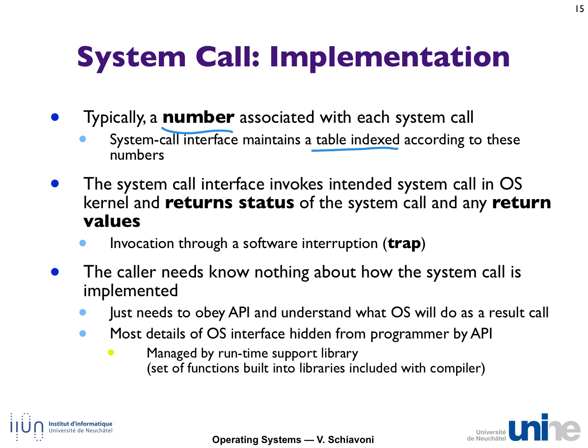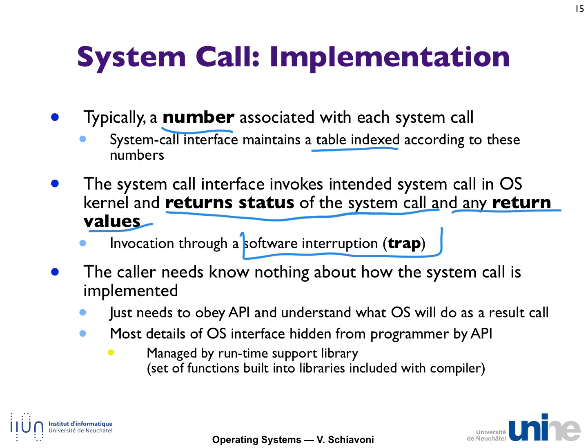The system call then, what it does is to invoke the intended function inside the OS kernel and return the status of the system call, whether it succeeded or not, for instance, and any return value if there was a result to be sent. We will see that this operation, this type of sending results is driven by something called software interruptions or trap. We will see this in a future lecture.